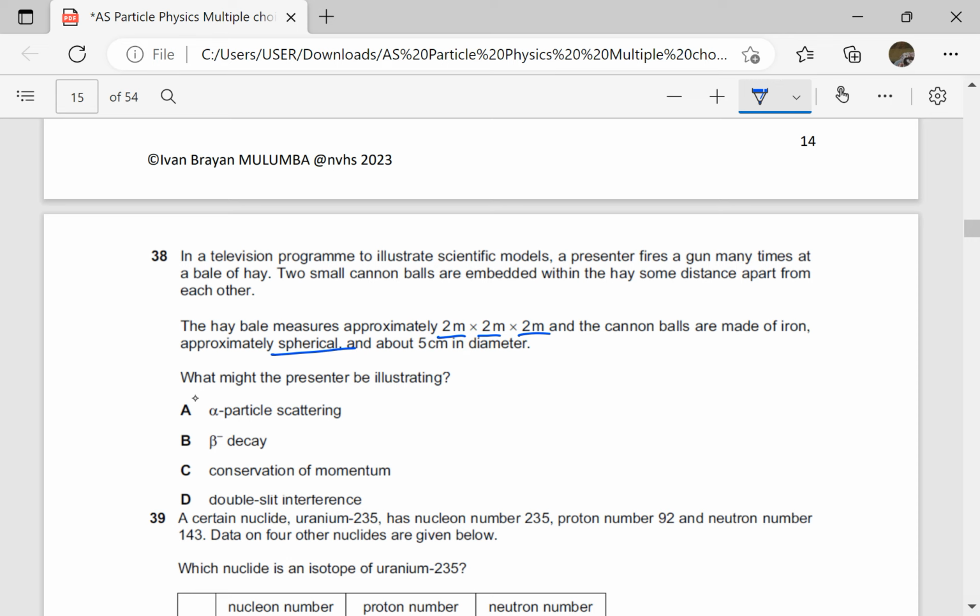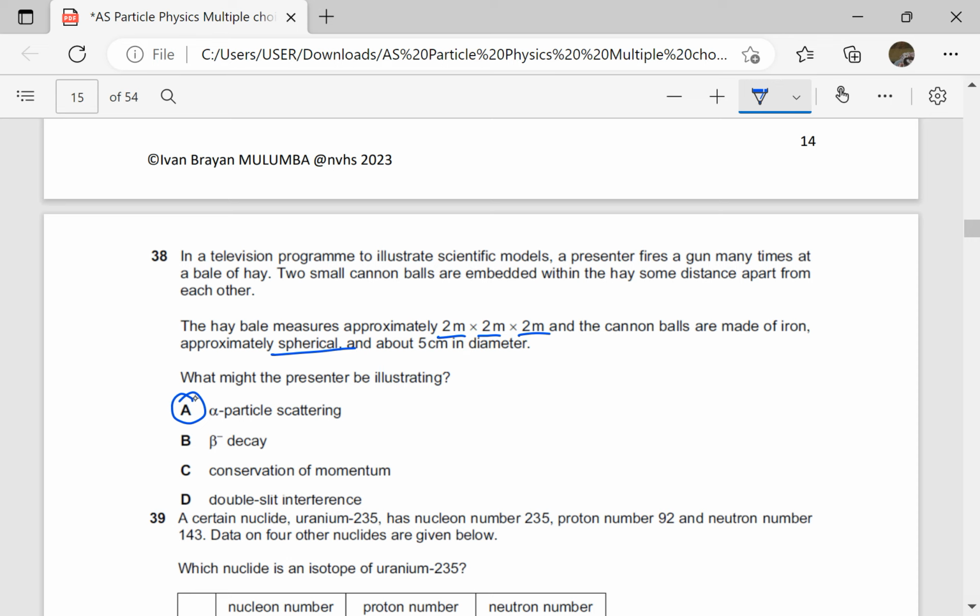It is equivalent to projecting alpha particles towards the gold foil. So they are saying two small cannonballs are embedded within the hay, some distance apart from each other. So this is actually the alpha particle scattering experiment. It's trying to demonstrate the alpha particle scattering experiment.